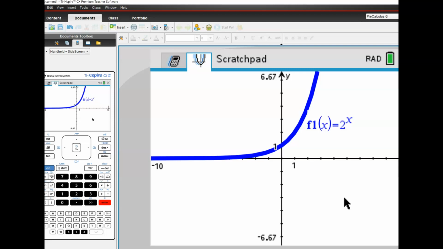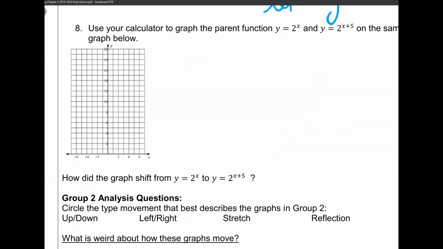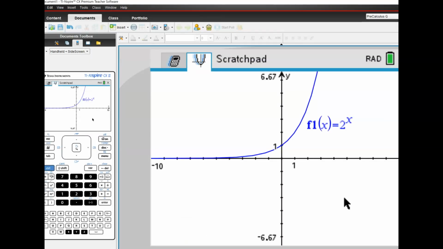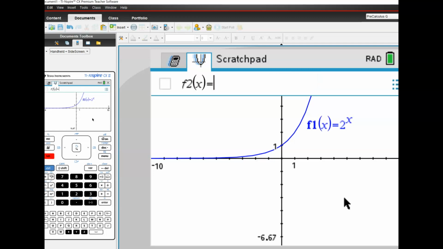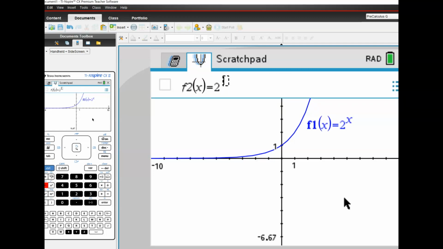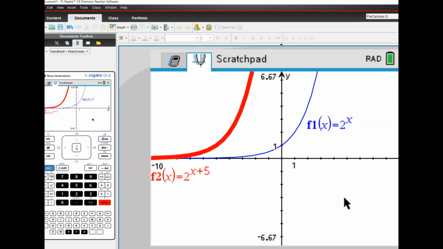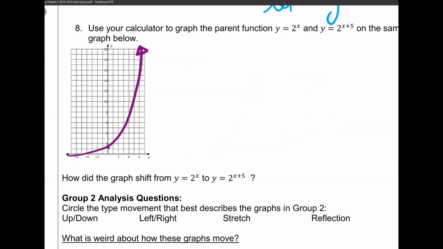All right, so 2 to the x power, I go back. I'm going to plot it like this. It looks something like this. If I go back to my graph, I have to do the other one. I'm going to do 2 to the x plus 5. What that does is it literally shifts the whole graph over by 5. So how did it shift? Left by 5.